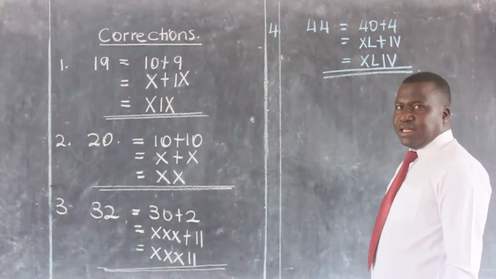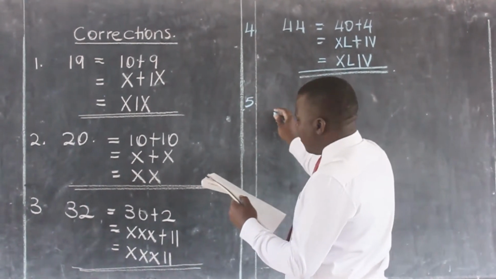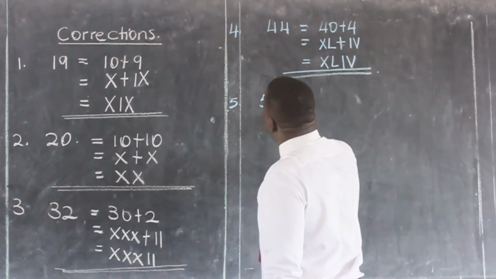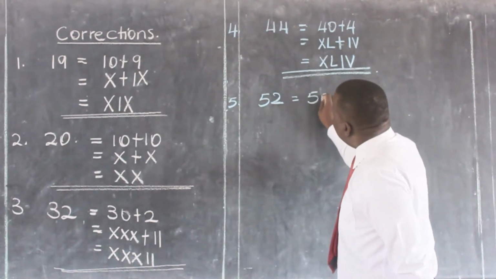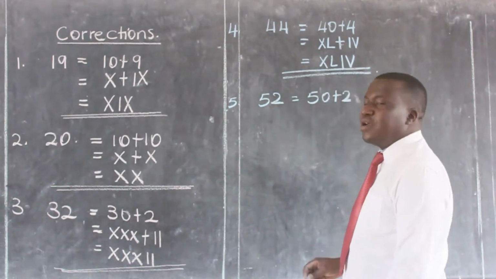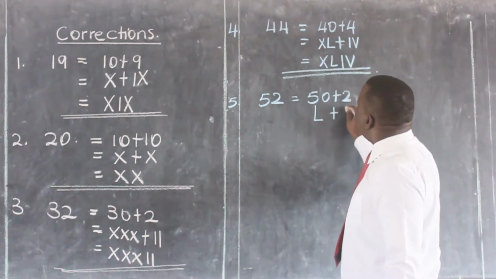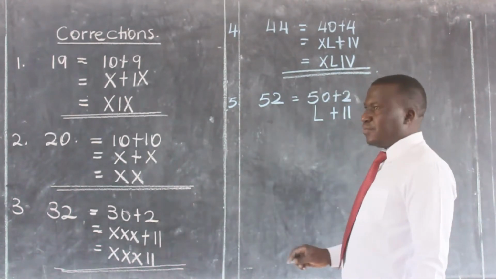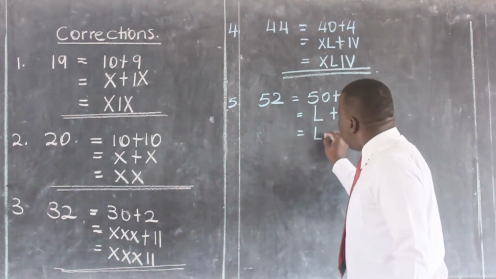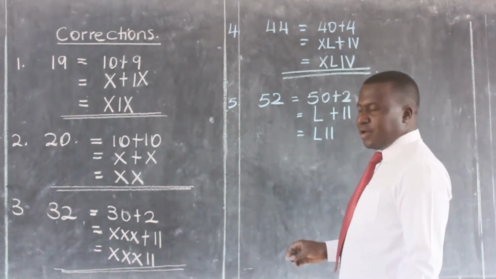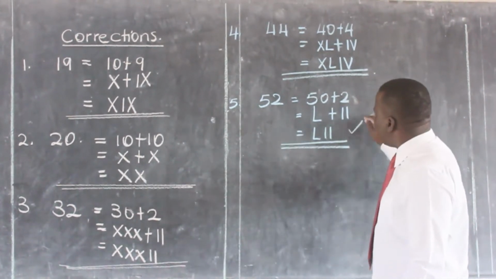You double underline, okay? Number 5 was 52. Here you also expand 52 to become 50 plus 2. 50 is L, plus 2, which is II, which gives you LII. Okay? Then you double underline. I hope you got this one as well.